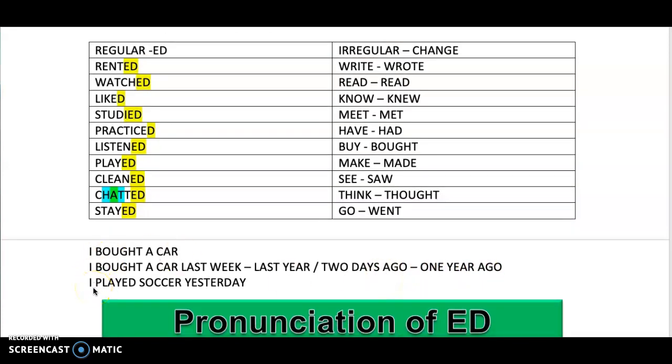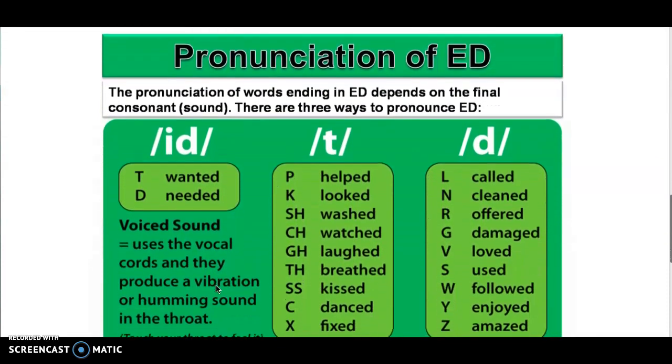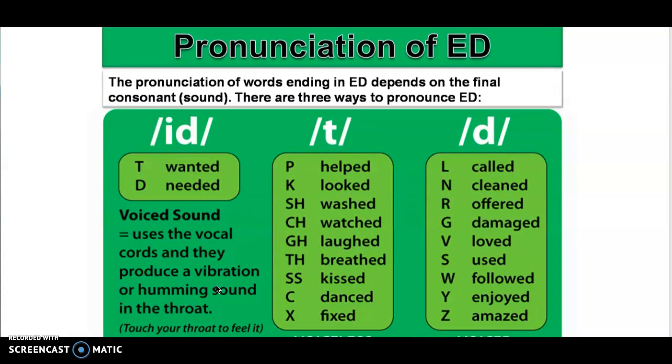Or other example can be I played soccer yesterday. Yo jugué fútbol ayer. Okay? I just want you to pay attention to this pronunciation chart only for pronunciation. Remember that the words ending in t, for example here, want, and the verb need that ends in d, you add ed because this is a regular verb. But the pronunciation is with id. Okay, for example, wanted, needed.